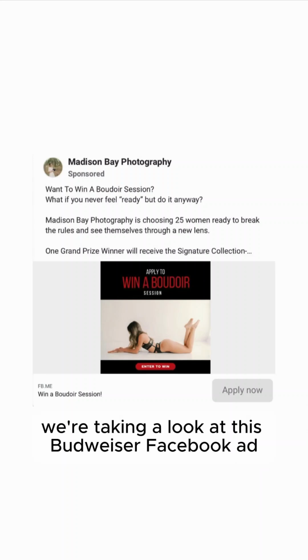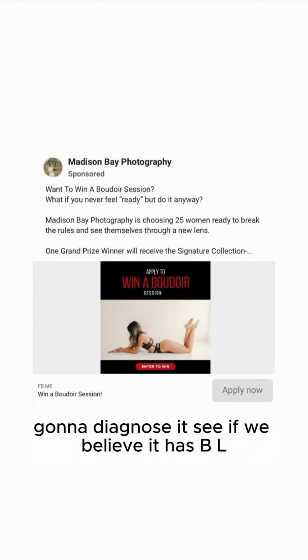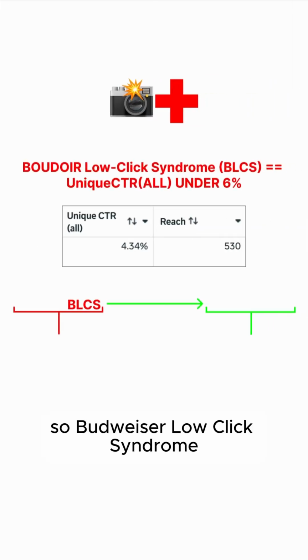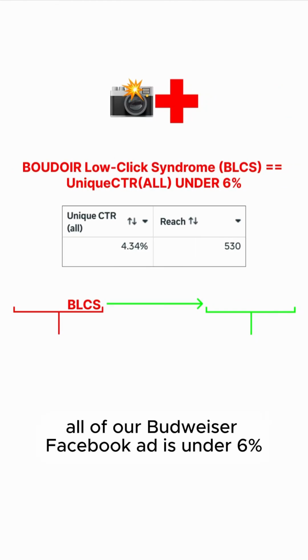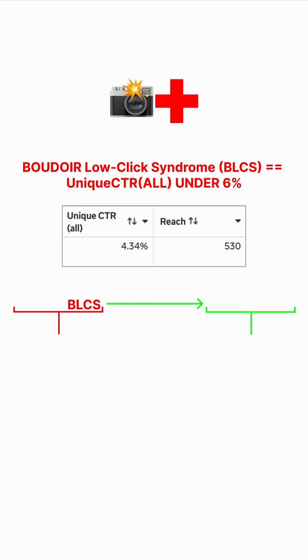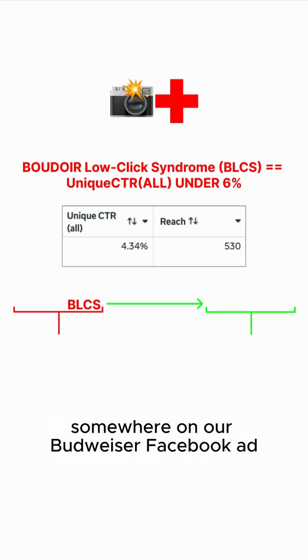All right, y'all, we're taking a look at this Boudoir Facebook ad. Going to diagnose it, see if we believe it has BLCS, aka Boudoir low click syndrome. So, Boudoir low click syndrome, aka BLCS, is when the unique CTR on our Boudoir Facebook ad is under 6%. That means fewer than 6 out of 100 women are clicking somewhere on our Boudoir Facebook ad.